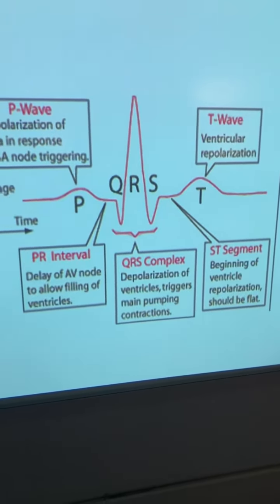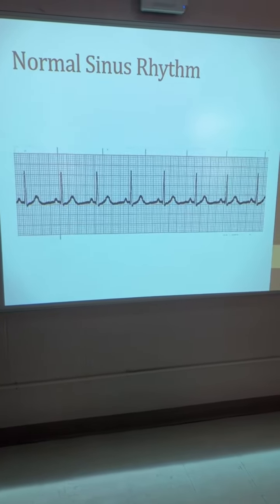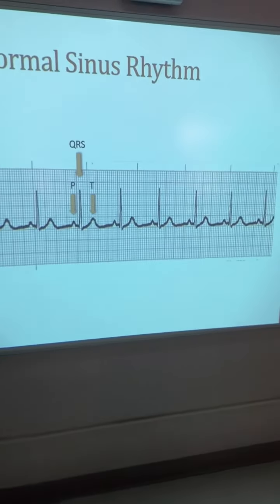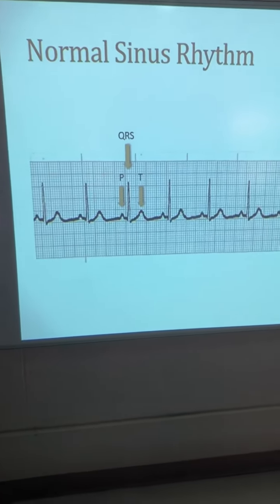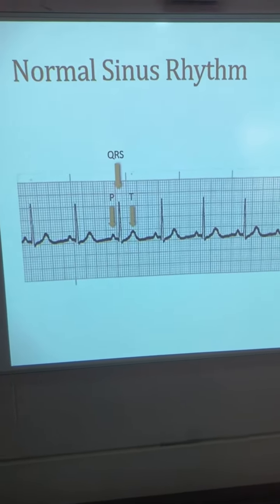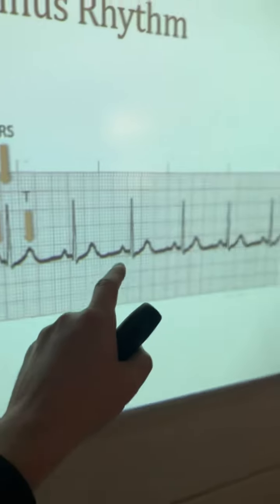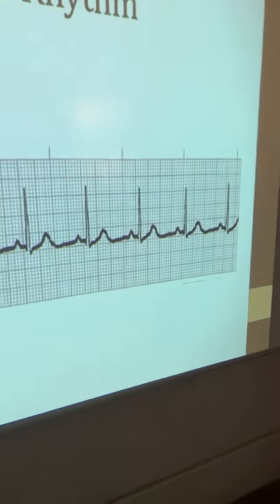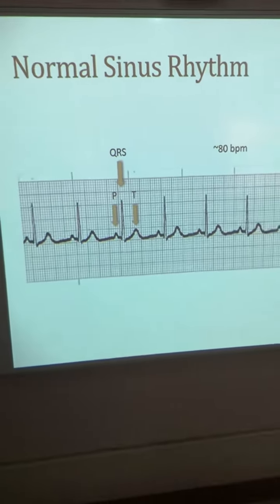This will come in handy later, so keep this in mind for part 3 when we start looking at deadly rhythms. But let's look at this rhythm strip again. We have a P, a QRS, and a T wave. And remember, it's a 6-second strip, so you can count each of the QRSs and get your rate per minute. So let's go ahead and count those. We have 1, 2, 3, 4, 5, 6, 7, 8. That means it's about 80 beats per minute, which means we have a normal sinus rhythm.